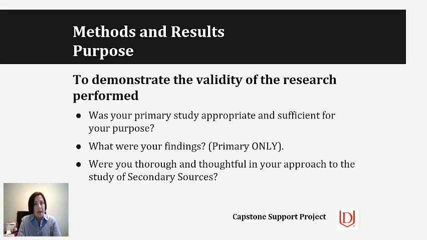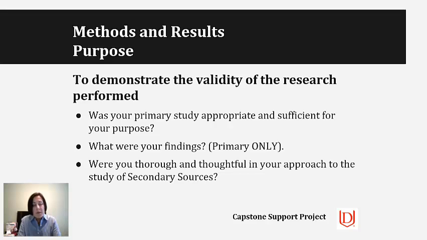You should not be asked to use a results section unless you did primary research. Results that are based on other people's research belong in your literature review. That being said, the goal of these sections is to demonstrate the validity of the research that you performed. Was your primary study appropriate and sufficient for your purpose? Were your primary findings come about scientifically?